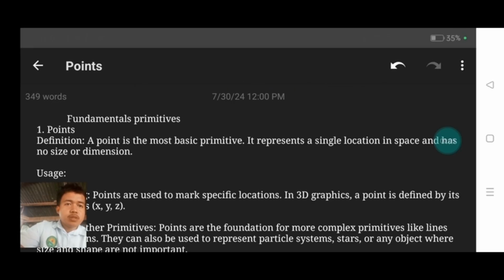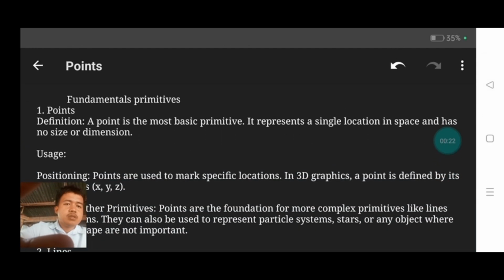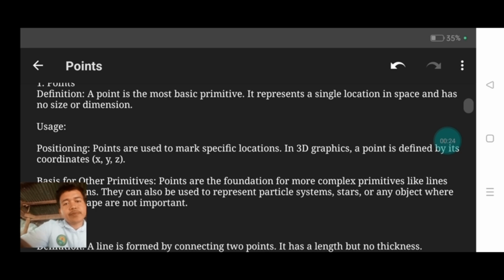Fundamentals primitives. Number 1, points. Definition. A point is the most basic primitive. It represents a single location in space and has no size or dimensions. So that's the points. So what are the usage?